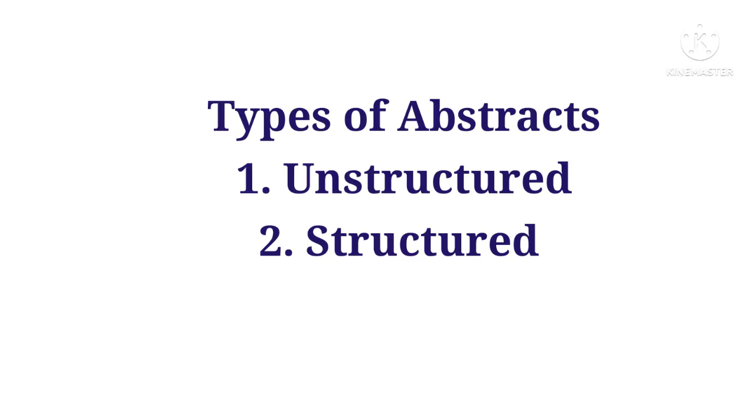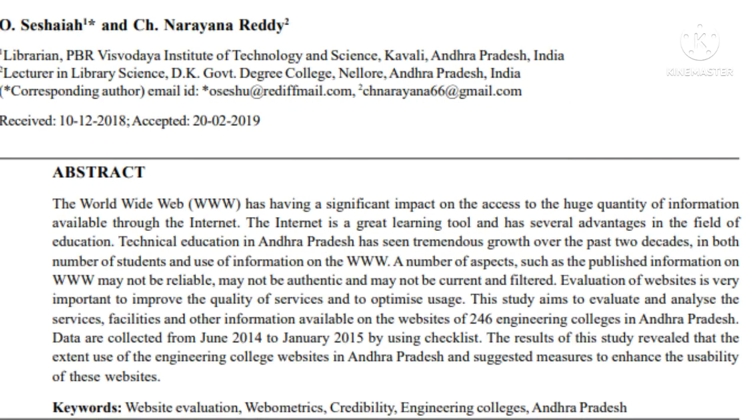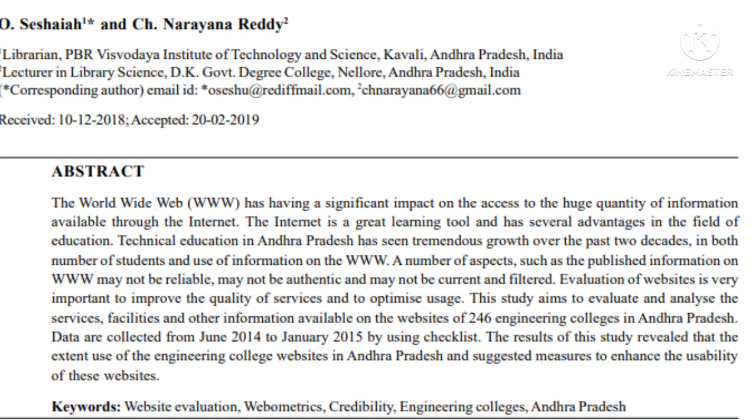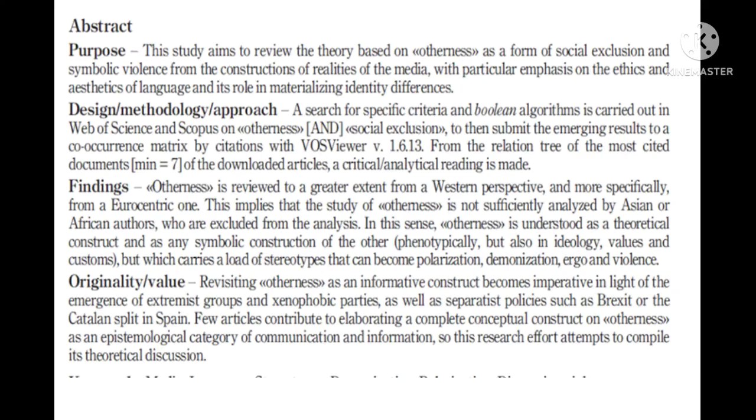Generally, an abstract is 200 to 300 words, maximum 250. You cover all the areas. There are two types of abstracts, unstructured and structured. This is an unstructured abstract: the entire abstract in a single paragraph.